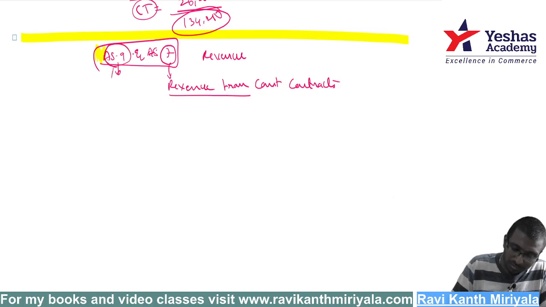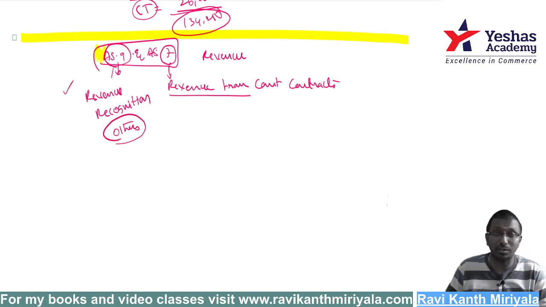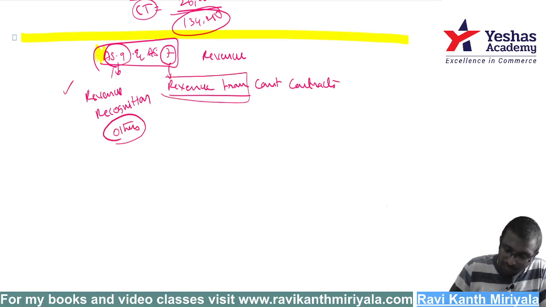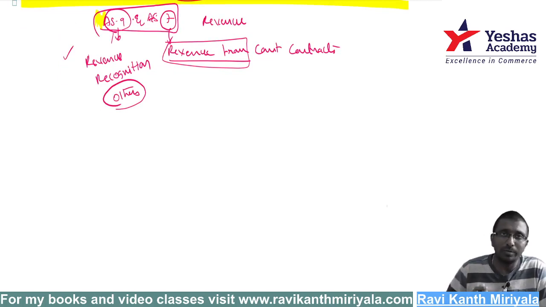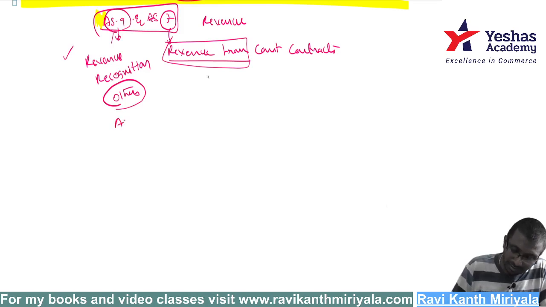And what about Accounting Standard 9? This is revenue recognition. It covers others, meaning all kinds of income other than construction contracts. Sales basically will come under Accounting Standard 9. We have a separate standard for construction contracts, but all other kinds of revenue fall under Accounting Standard 9. Let us focus on it, that is revenue recognition.